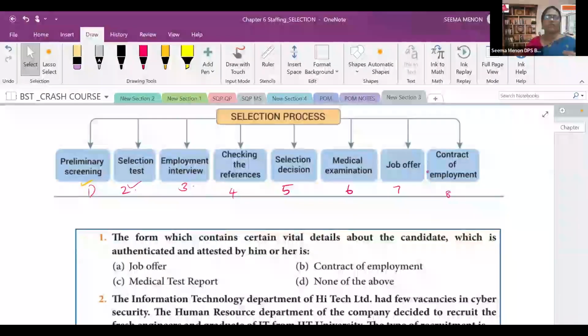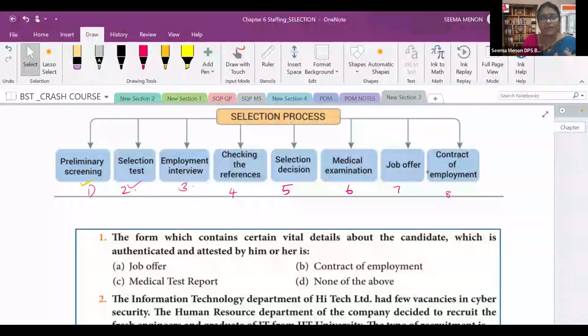The process is always in ascending order only. No descending order, no jumbled order are accepted in the process. Any process. There are various processes in various chapters. Planning, if you take planning, a process is there. Then we are going into organizing. Organizing process is there. Then staffing chapter, staffing process is there, right?